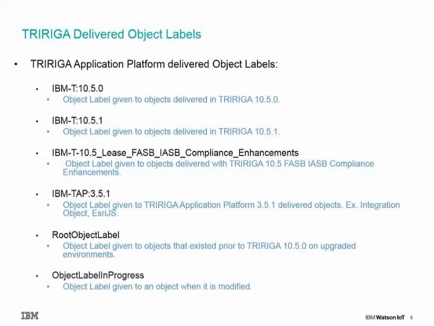Here's a quick overview of the object labels that IBM TRIRIGA delivers with the application platform. So, IBM-T:10.5.0, this is the object label given to objects delivered in TRIRIGA 10.5.0. IBM-T:10.5.1, this is the object label given to objects delivered in TRIRIGA 10.5.1. IBM-T-10.5_lease_FASB_IASB_compliance_enhancements. This is the object label given to objects delivered with this particular TRIRIGA release.